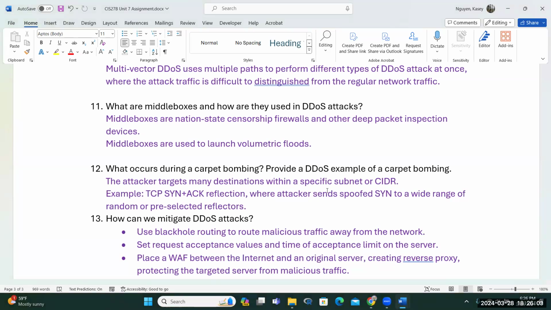So in carpet bombing, the attacker uses different destinations within a specific subnet and CIDR, like the /22 we looked at. An example would be a SYN-ACK reflection where the attackers send spoofed SYN to a wide range of random or pre-selected reflectors.